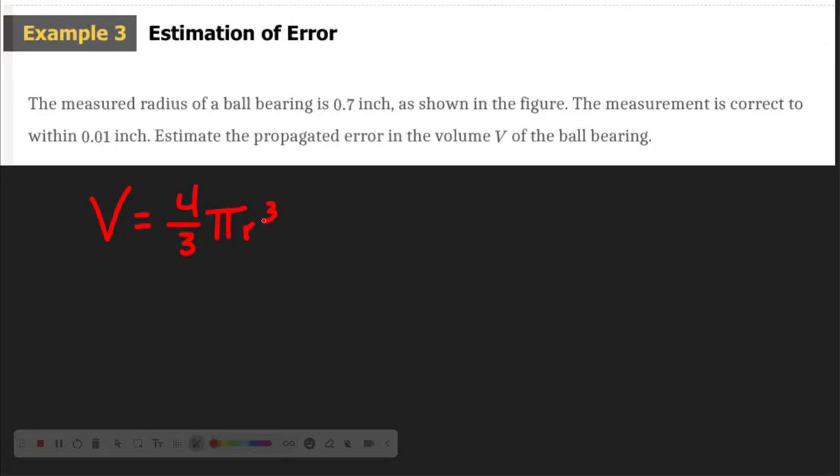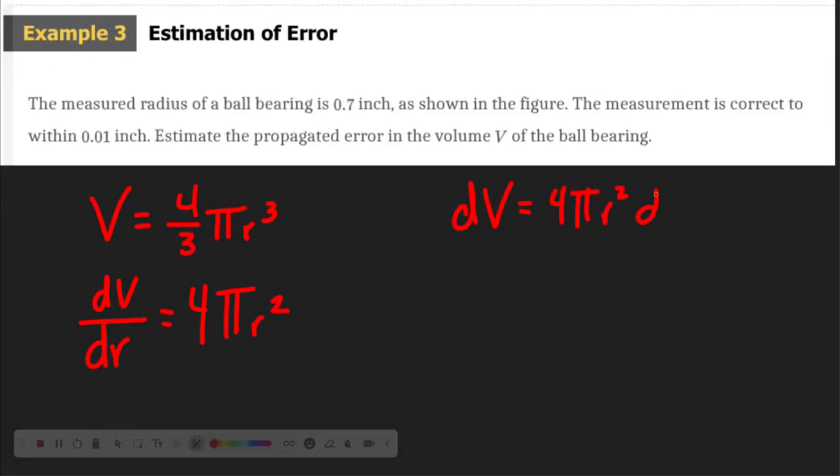Okay. So now, notice, not an x. We're taking the derivative with respect to r. And that's going to be 3 times 4/3. So 4 pi r squared. So then dV, the differential of V, is 4 pi r squared times dr, okay?